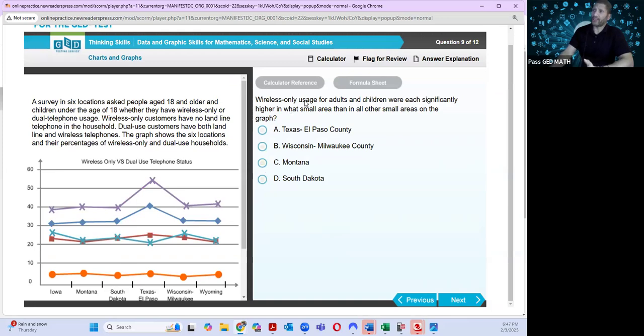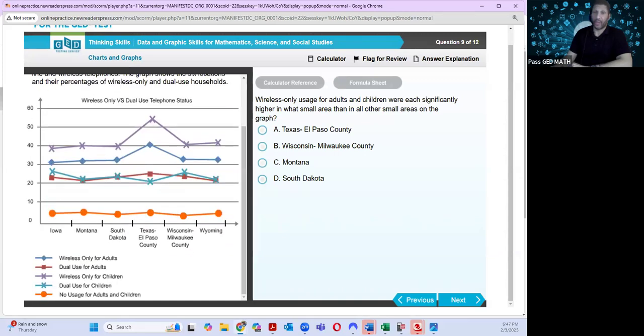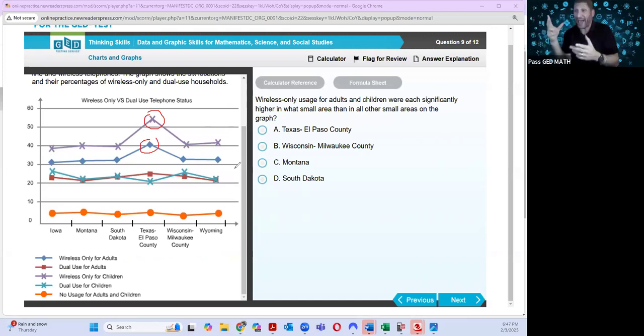Again, this is just wireless only uses for adults and children, each significantly higher in what small area than the other small areas, right? I don't even need to look at what's going on. Right away, significantly higher. I already know this is significantly higher here. This is significantly higher here. That's the only two that's significantly higher. I don't even know what they mean yet. But graphically, my eyes tell me that's the two areas that's significantly higher.